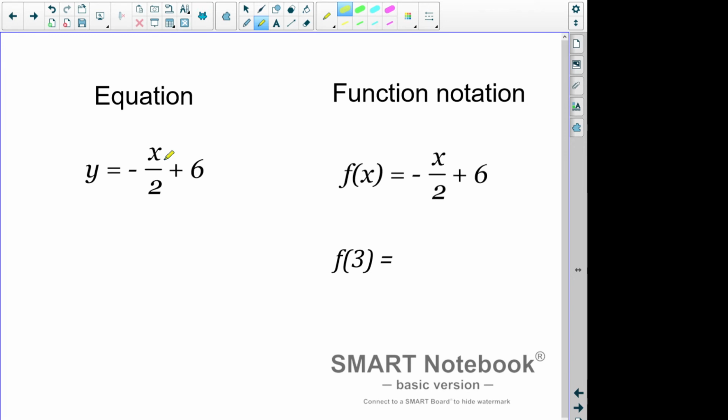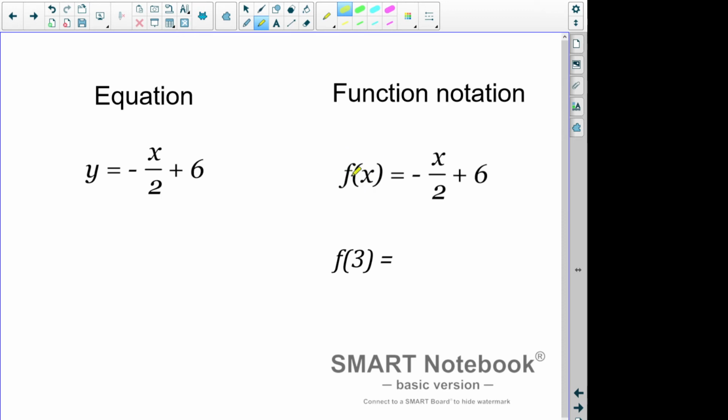What I'd like to be able to do is assign names to those, and so we use function notation. Function notation allows us to assign a name to that function. So we say this function here is called f. The name of this function is f, and we say this is a function of x. So f is a function of x. It means my x is my input, and my f of x is my output.